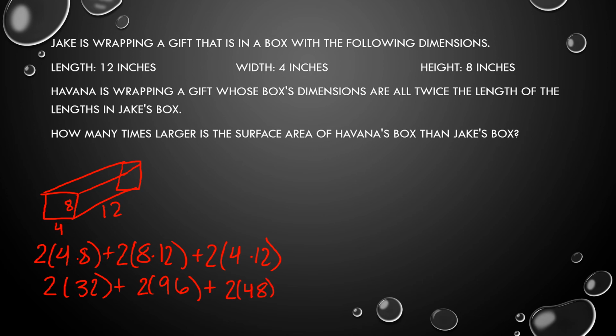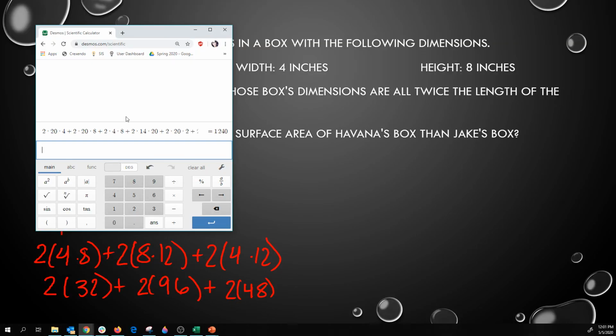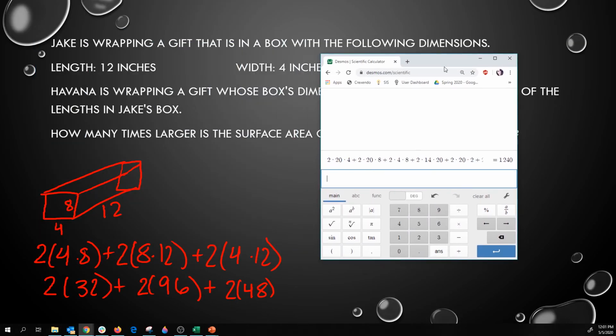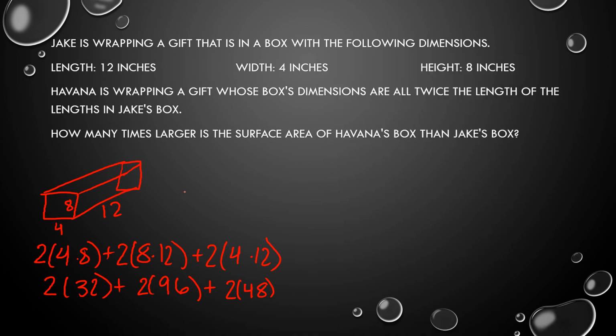Let's pop this into a calculator. So 2 times 32 plus 2 times 96 plus 2 times 48. So Jake's surface area is 352. So this is Jake's. Now let's find Havana's.